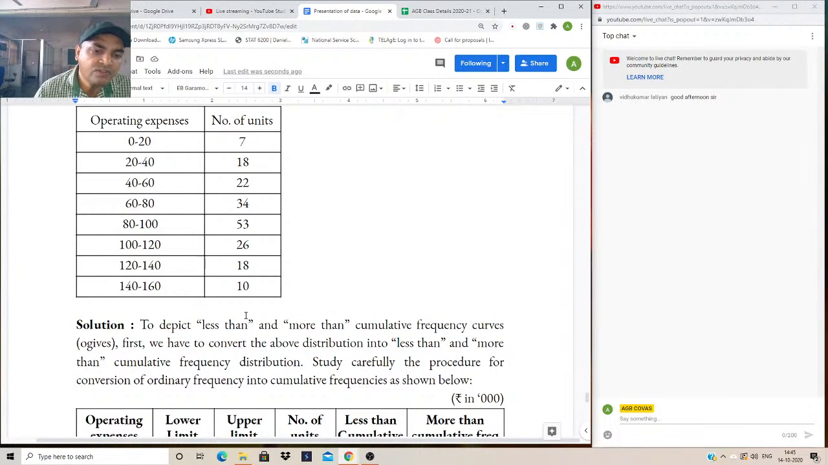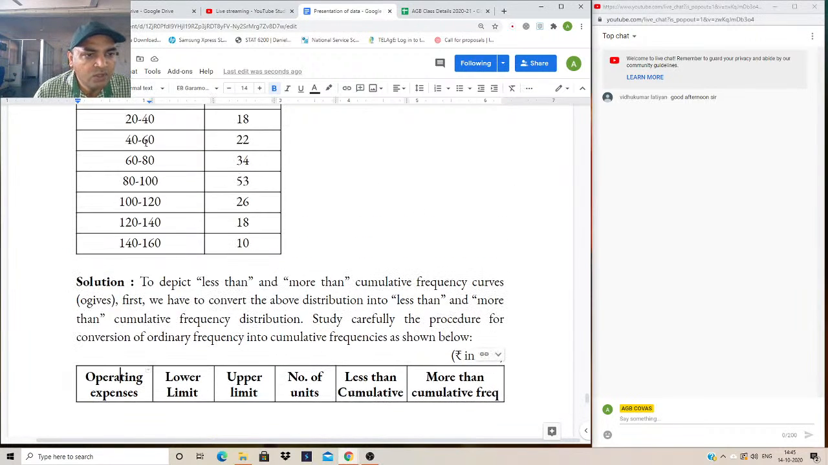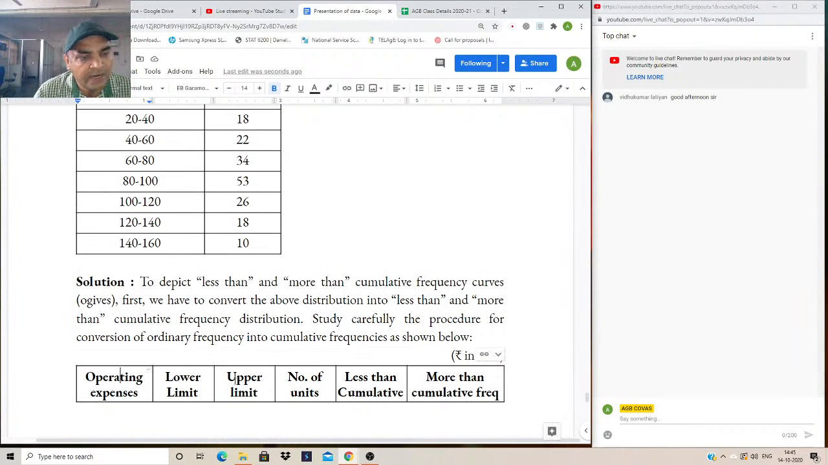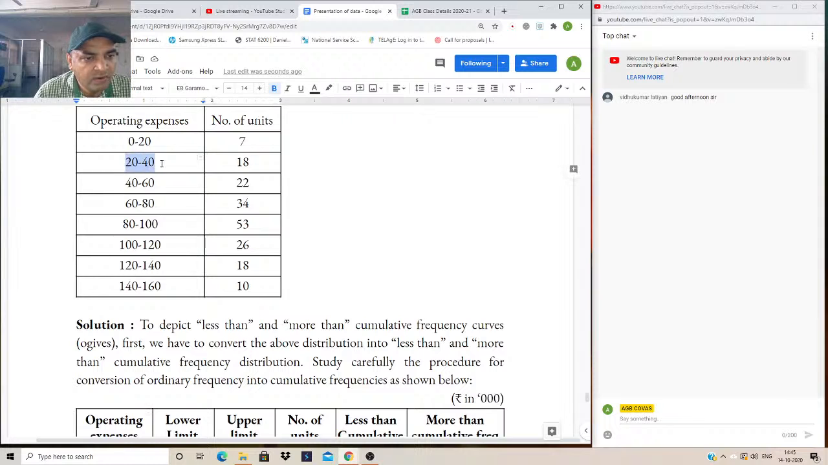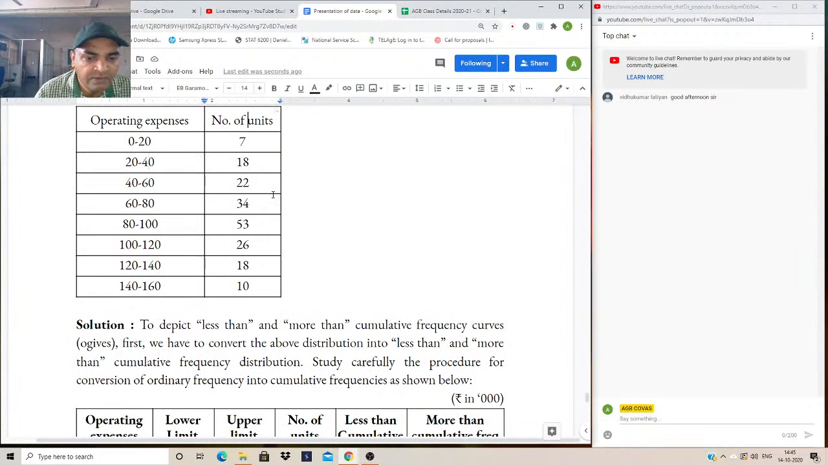For that, first of all, we have to make the less than and more than cumulative frequency. So first is operating expense. Then from the operating expense, we will extract the lower limit and the upper limit. That is, the lower limit for this particular class is 20 and the upper limit is 40. Then the number of units has already been given to you.